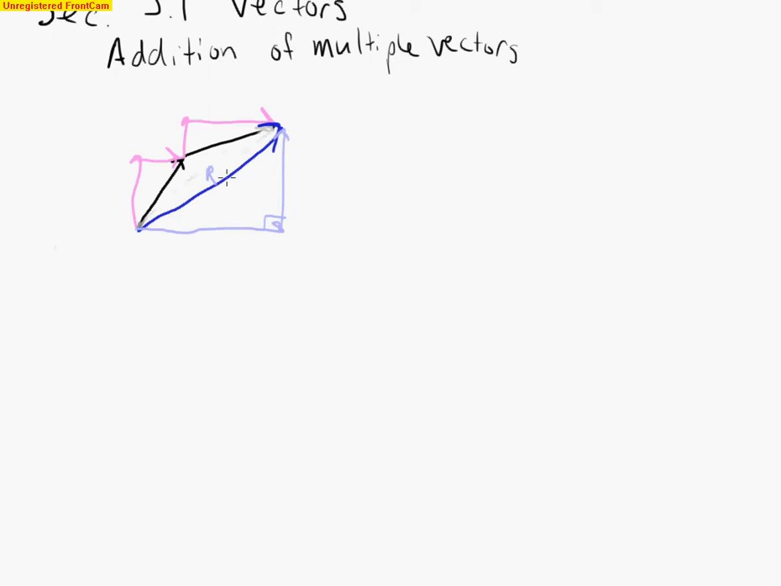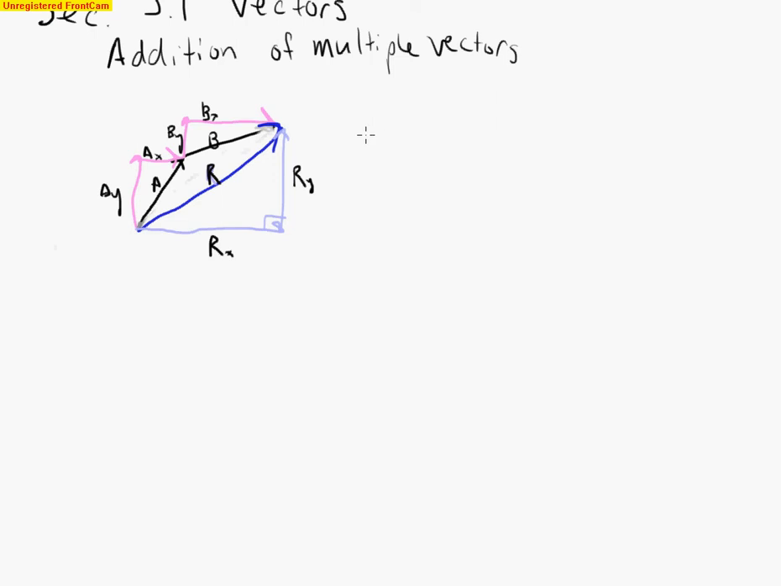So let's call this one we're calling R for the resultant. Then this would be R sub x and R sub y for the x and the y components. So we could name this one A, and this one B, then this would be A y because that's the component in the y direction. This would be A x, this would be B y, and B x.